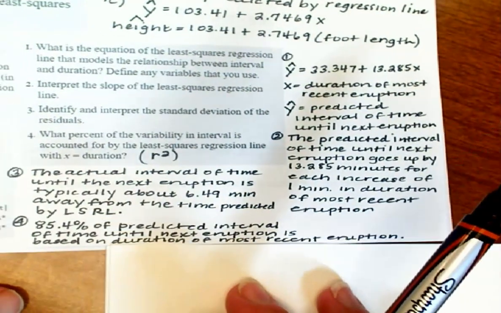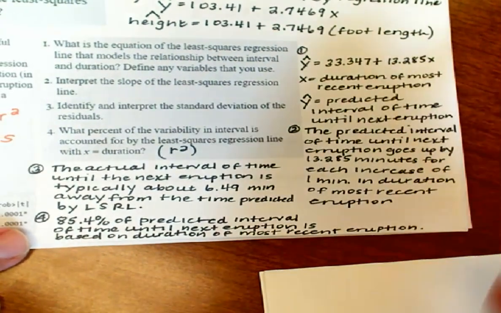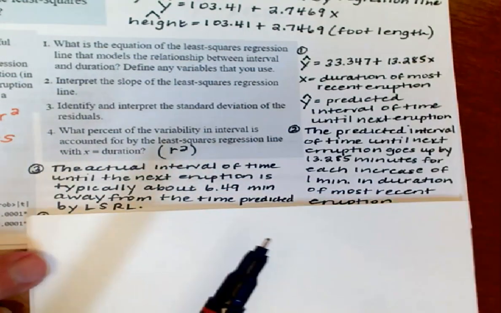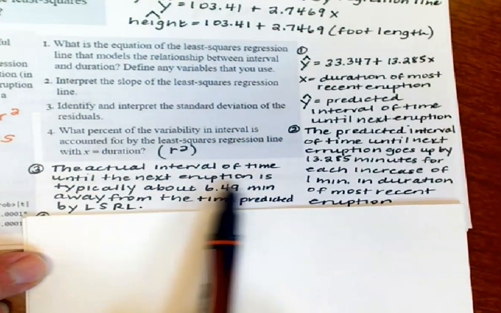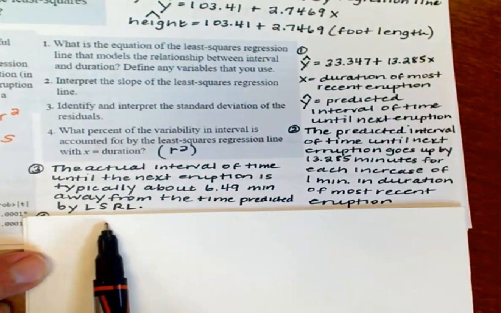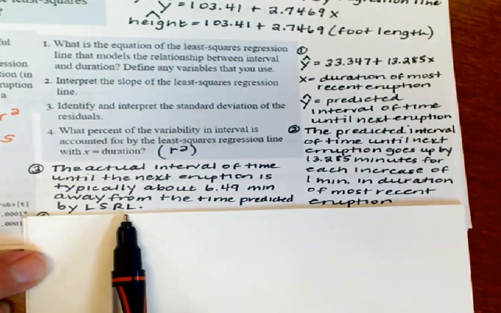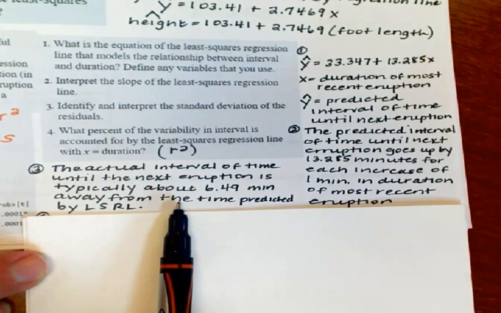So we know that the S value is 6.49 if we round it up. So it means the actual interval of time until the next eruption is typically about 6.49 minutes away from the time predicted by the least squared regression line. And that's always how you interpret the standard deviation, and you've got to do it in context.